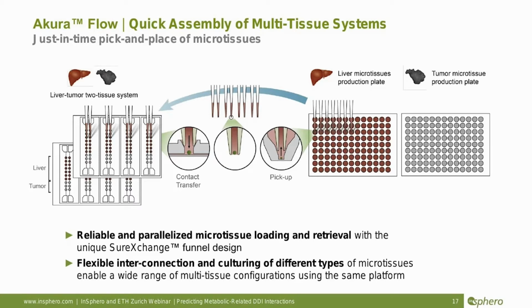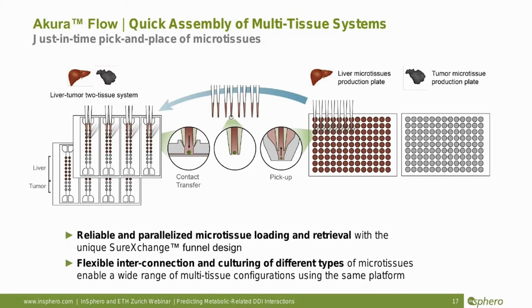So we pick up the microtissues from the production plate, we let them sediment to the bottom of the tip, and then we just need a contact of the pipette tip with the compartment so that the two liquids are merging and the microtissue is dropping into the compartment without any pumping actuation, minimizing cross-contamination from the production plate into the microfluidic chip. In this way, we can then transfer microtissues from different production plates, so different organ models, very flexibly into the Akura flow system.